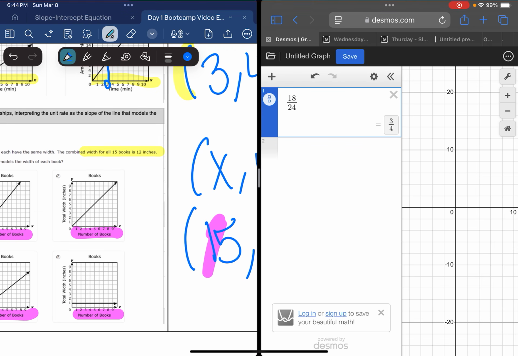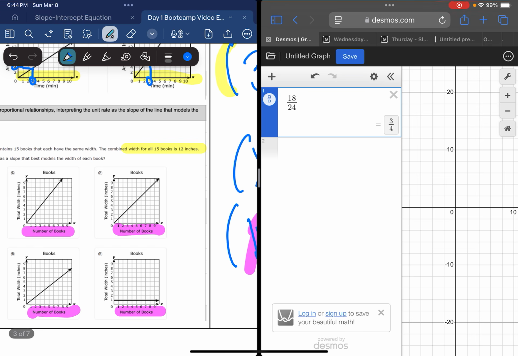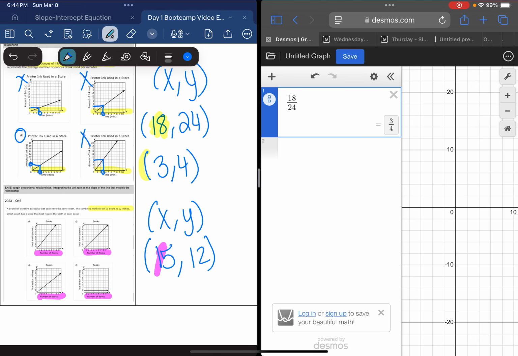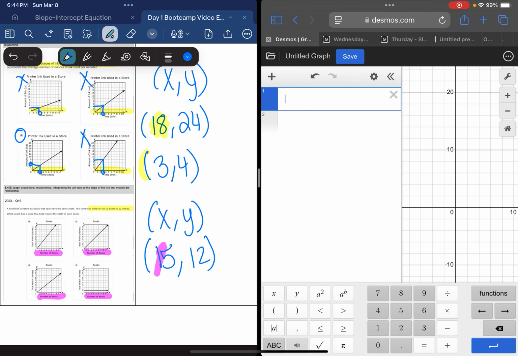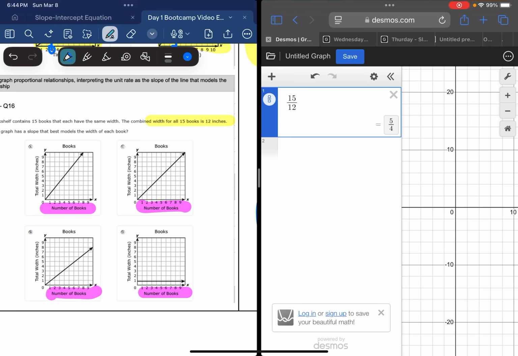However, I can already see that the graphs don't go that far. They only go to 9. So I'm going to go into decimals and use my trick again. I'm going to do 15 divided by 12, turn that into a fraction, and it's going to give me a smaller coordinate to look for. So 5, 4. So I'm going to go into these graphs and look for the coordinate 5, 4.